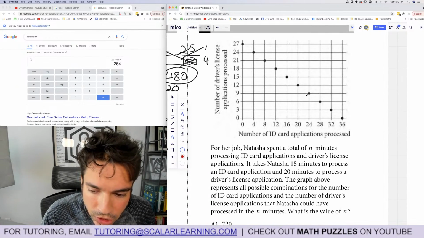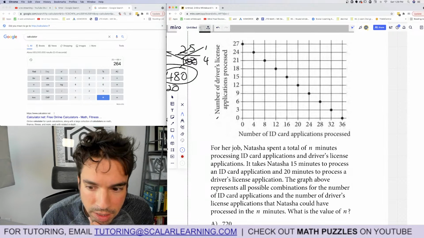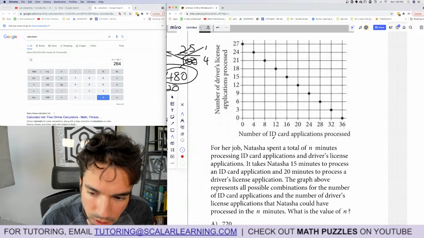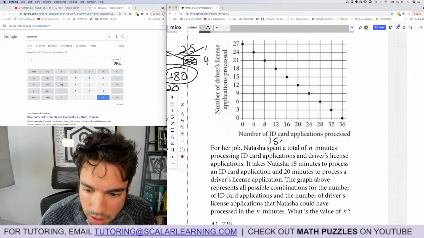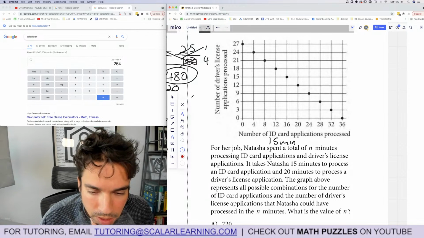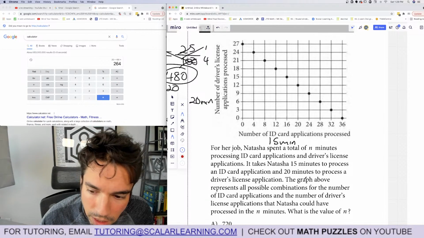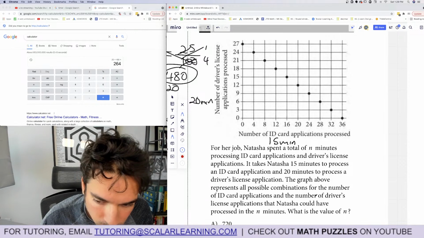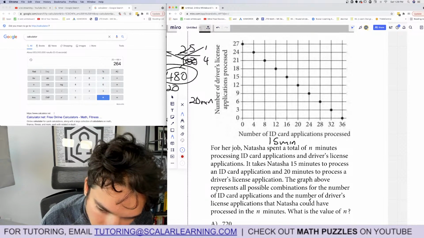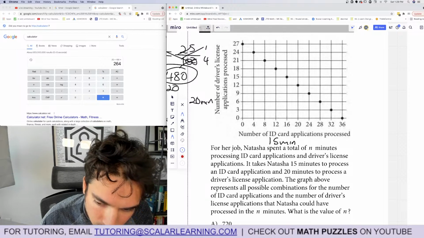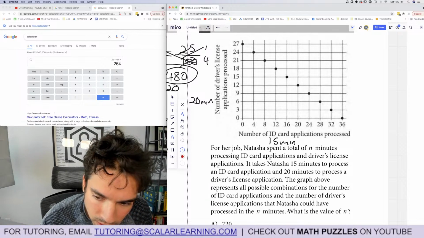And driver's license applications. It takes Natasha 15 minutes to do an ID card, and 20 minutes to do a license application. The graph above represents all possible combinations of number of ID applications Natasha could have processed in N minutes. What is the value of N?